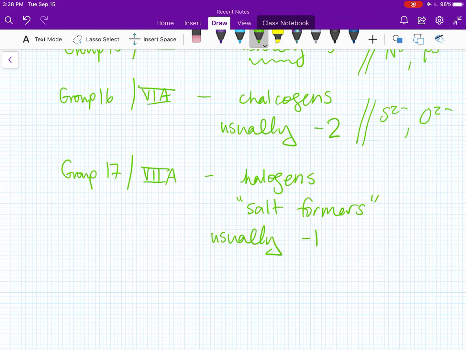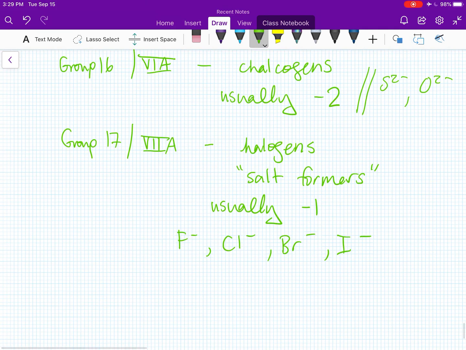And for the halogens, we have fluoride, chloride, bromide, iodide. Typically we have them forming -1 anions. And the reason why they're called salt formers is because they often are the anionic components in salts. For example, sodium chloride.